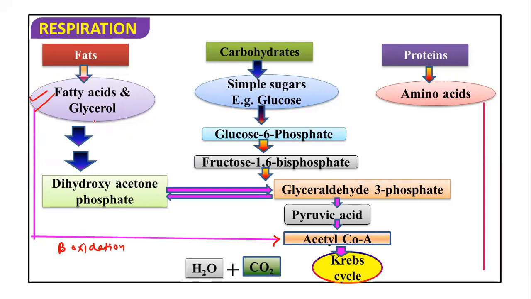Whereas this glycerol gets converted into DHAP, further converted into glyceraldehyde phosphate, and enters this pathway. Ultimately, the acetyl coenzyme A undergoes the Krebs cycle and gives the energy.